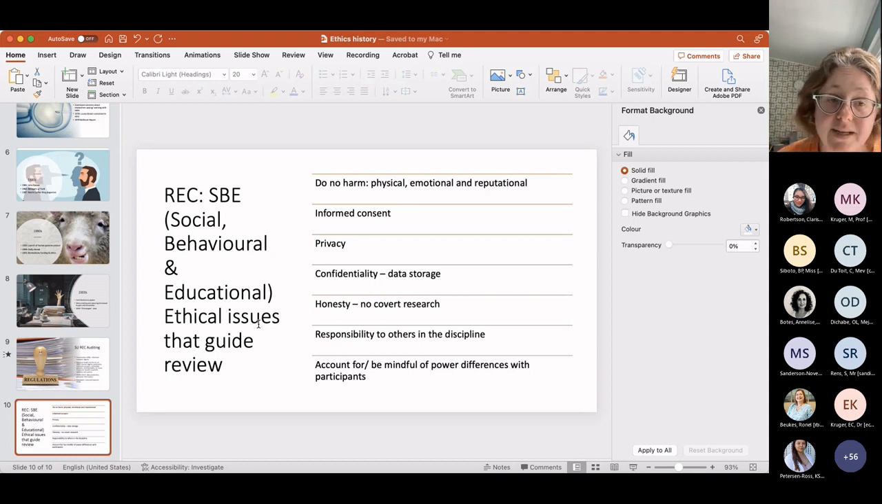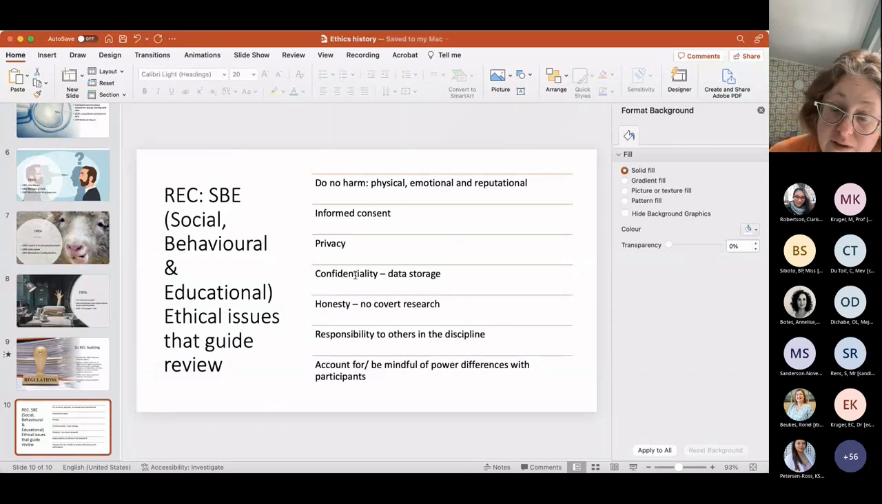So we need to make sure that no harm is done, and that harm includes physical, emotional, and reputational harm to participants. So they cannot be harmed by participating, as they were, for instance, in the coloured woman study. We need to make sure that informed consent was given by everyone who participated in this research, that people's privacy and confidentiality are protected. So we need to make sure that the data is stored in such a way that the confidential information is not shared with, for instance, data-hungry organizations like commercial enterprises.